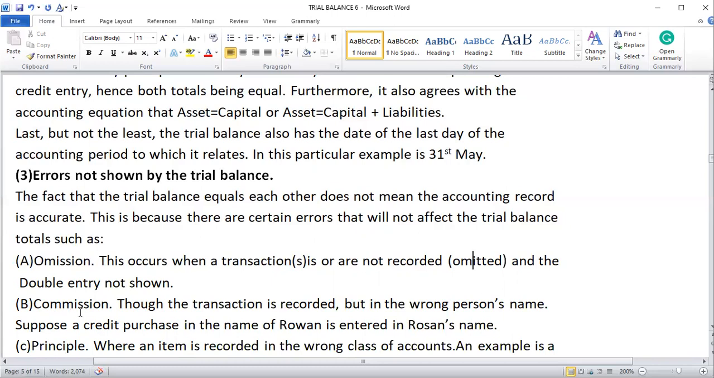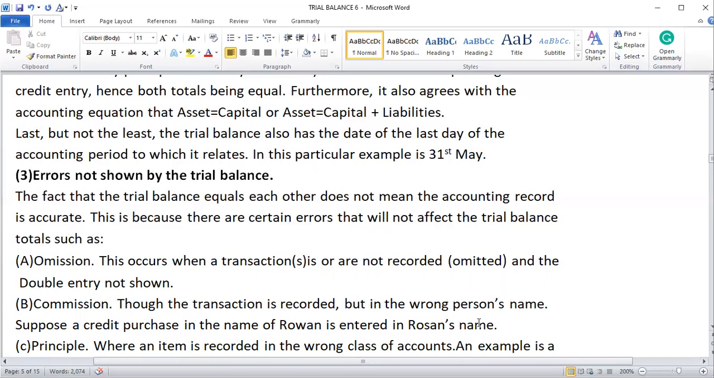B, error of what? Commission. This is when the transaction is recorded, but in the wrong person's name. Suppose a credit purchase in the name of Ronald is entered in Roland's name. Yes, it will still balance.